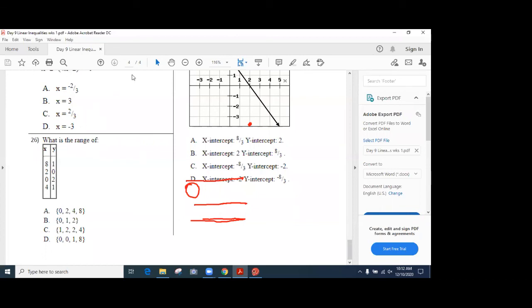All right, what's the key word right here? Range. What letter's range? Y. So we're just looking for the Y's right here. So I'm going to start with +1. If it doesn't have a +1, mark it off, okay? Then I'm going to do 0. If it doesn't have a 0, mark it off. Then I'm going to do 2. If it doesn't have a 2, mark it off. So the answer is B.